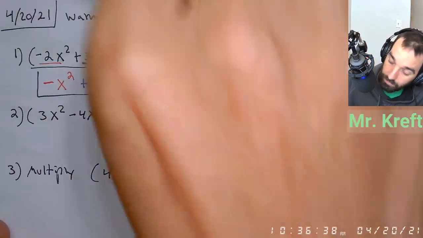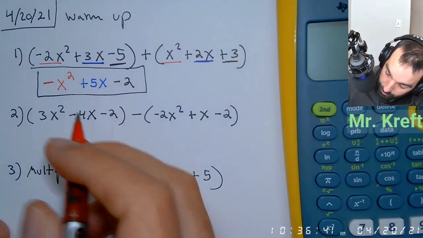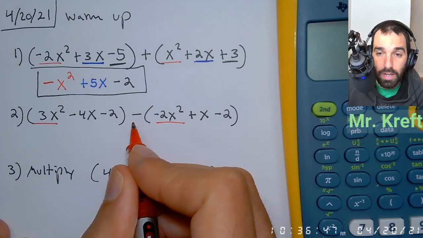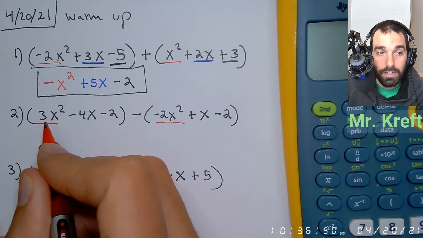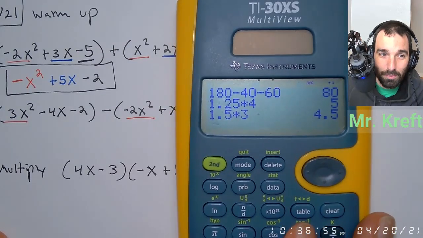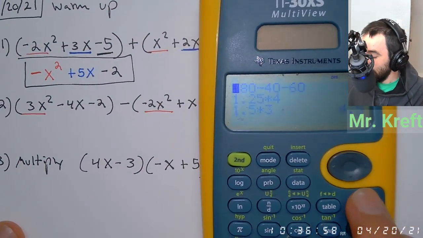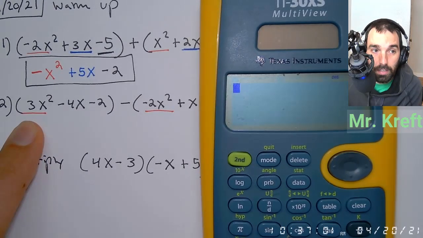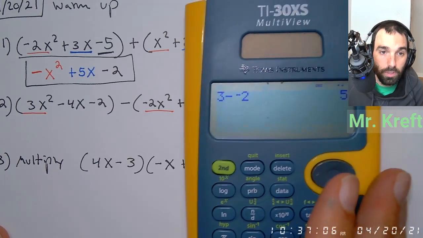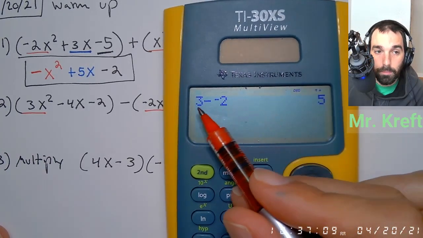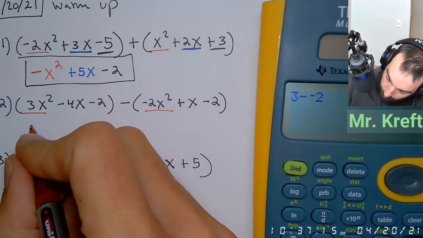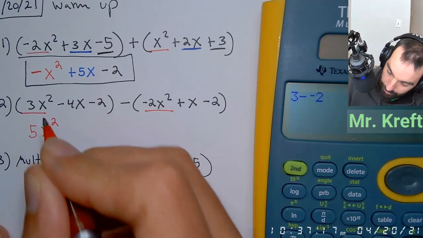Okay. All right. For the next one, I'm going to group my x squareds. But this time, notice the symbol in the middle is a subtraction. So I'm going to have 3x squared, and then I'm going to minus a negative 2. Now, with minuses, I always like to use a calculator because we can make mistakes with negatives, right? So I read left to right, so I get 3 minus a negative 2. And I get 5 because minus a negative turns it into adding. So I'm going to be a positive 5 here. So I got 5x squared.